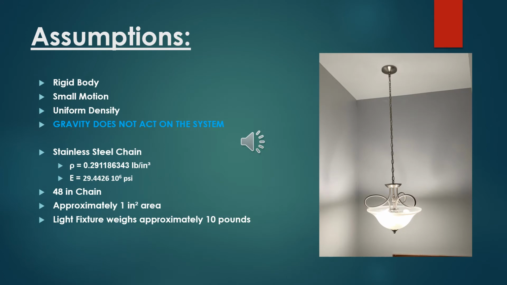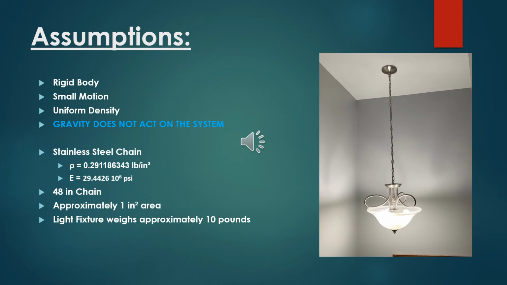Now on to my assumptions. The 4 assumptions I am using are that it is a rigid body system, there is small motion within the system, there is uniform density amongst the body, and that gravity does not act on the system since the rigid body that we're using for a spring, which is the chain links, is in parallel with gravity. So the forces of gravity and the resistive forces in the springs will cancel out.